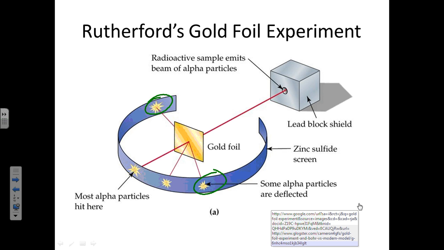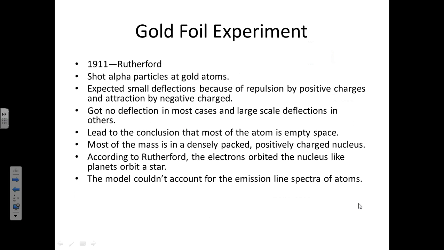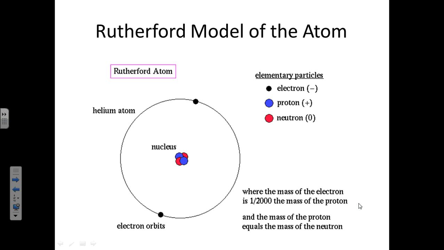So Rutherford, this experiment led us to a different model of the atom. Again, he concluded that most of an atom was empty space. Most of the mass is densely packed in that positive nucleus. And Rutherford thought the electrons orbited the nucleus like planets orbited the stars. He was wrong on that. One thing this model couldn't do was account for the different kinds of light that atoms emitted when they were excited, when they were given electricity. That's what Rutherford's model would look like, and that's still the model you sometimes see in textbooks, right? It leads you to believe that electrons are orbiting like planets.